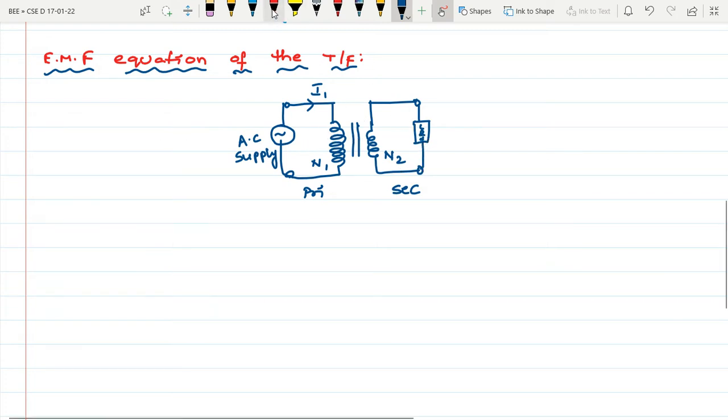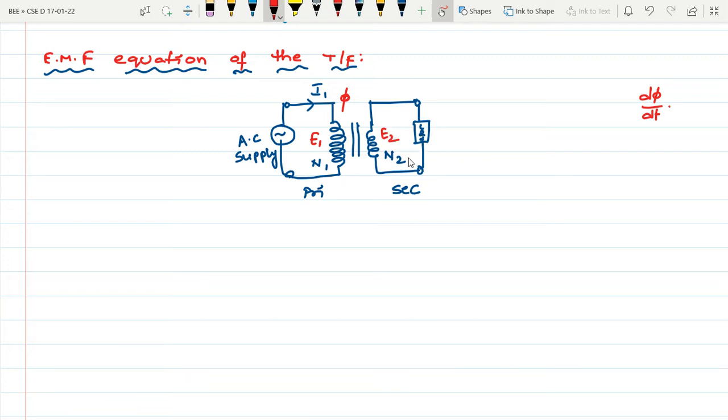Now what will happen according to the principle of operation, or Faraday's laws of electromagnetic induction? Due to this alternating current, a flux phi will be produced. That flux is alternating in nature, d phi by dt, meaning change in flux. That change in flux is linking with the coil, therefore EMF gets induced in this coil, that is E1. This flux not only links with the primary, it also links with the secondary coil. Then EMF gets induced in the secondary winding also, let it be E2, the induced EMF in the secondary.